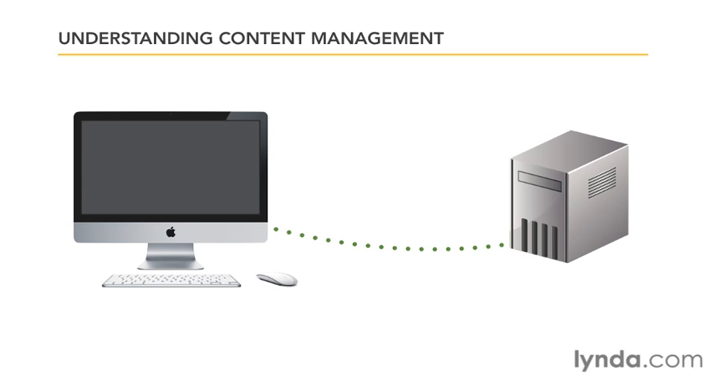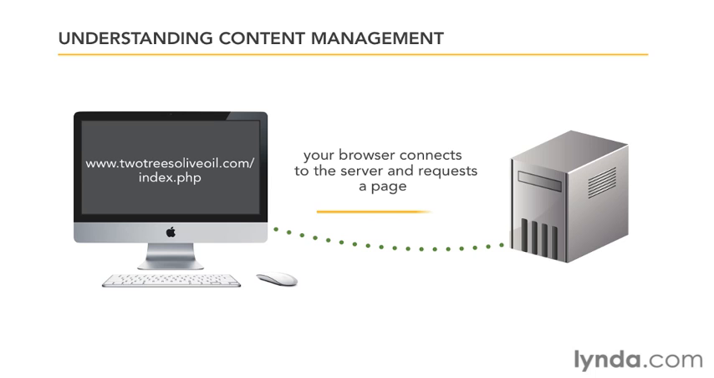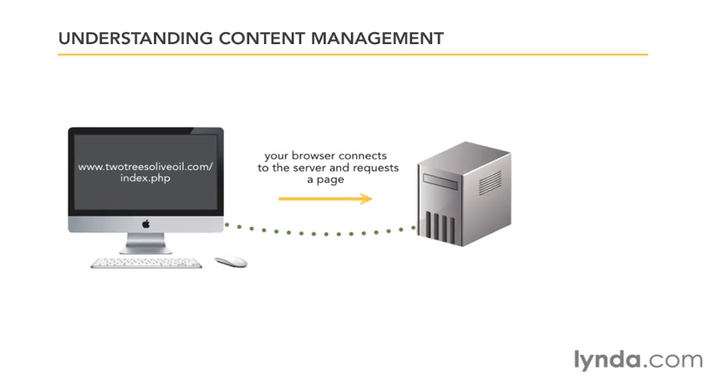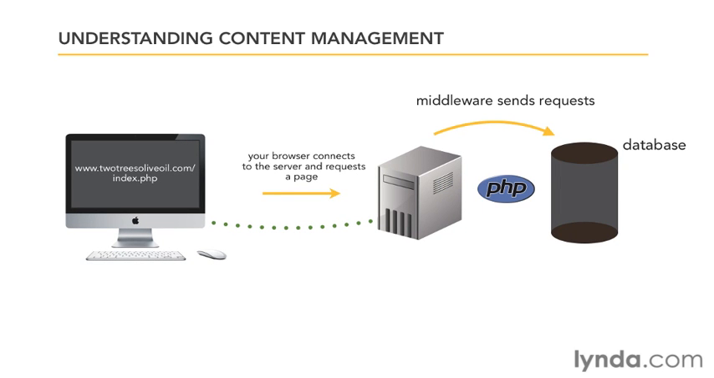Just like before, type in a web address like www.twotreesoliveoil.com/index.php into your computer's web browser. Your computer sends the request for this page to the web server. The web server looks at its files, realizes the page you've requested is written in PHP, a programming language. The web server knows it can't send this page as is to the client. Some processing must be done first. So instead, the web server sends this request to PHP.